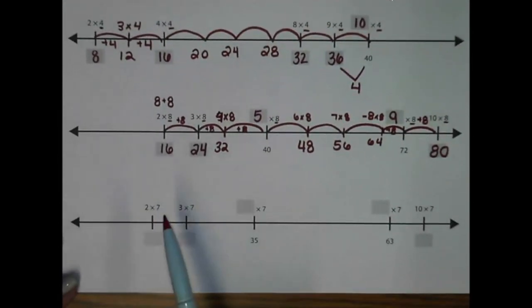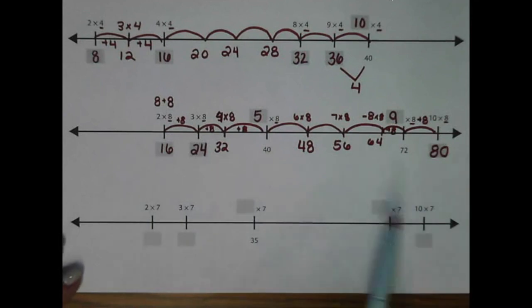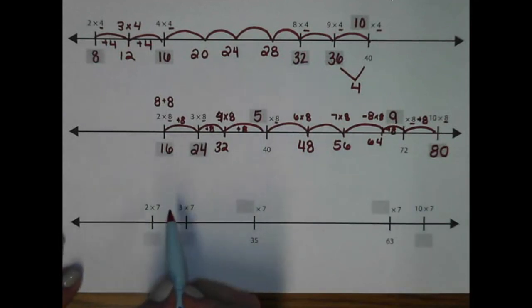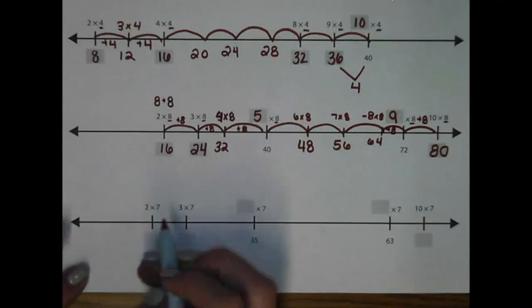Going through again, I have 2 times 7, 3 times 7. Something times 7 is going to equal 35. Something times 7 is going to equal 63. And then 10 times 7 is going to equal something. Here I go. I have 7 in each of my multiplication sentences, so it must mean that I'm skip counting by 7 each time. 2 times 7 is a doubles fact, so 7 plus 7, we know we're adding 7 twice, that's going to equal 14.